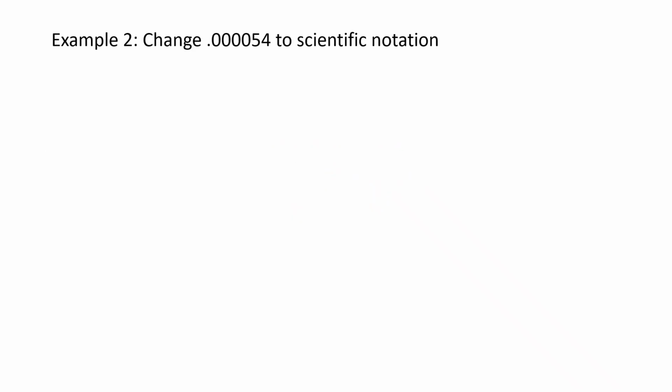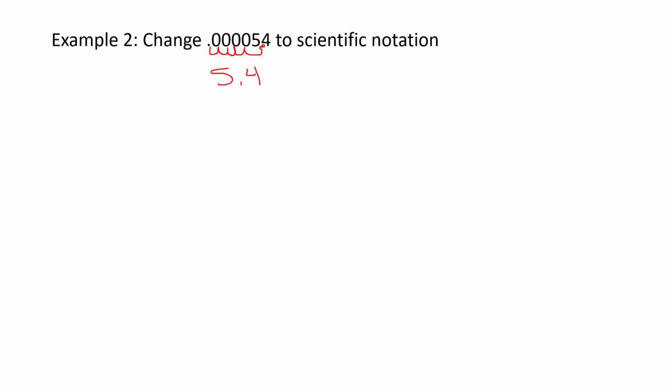So let's look at two more examples. First of all, let's review changing numbers into scientific notation. Remember, you want your decimal after the first whole number. So I need my decimal to be moved from where it is to here. I'm going to move it 1, 2, 3, 4, 5 places.